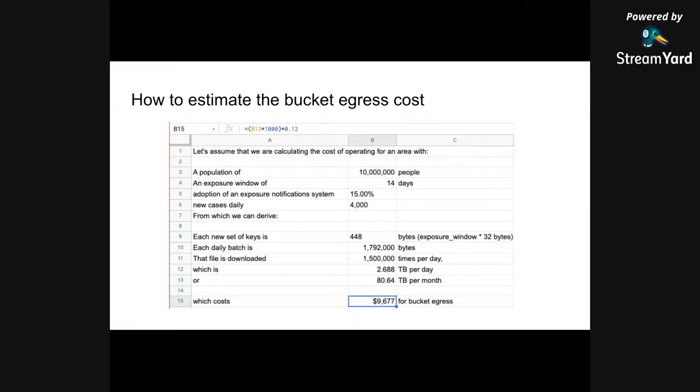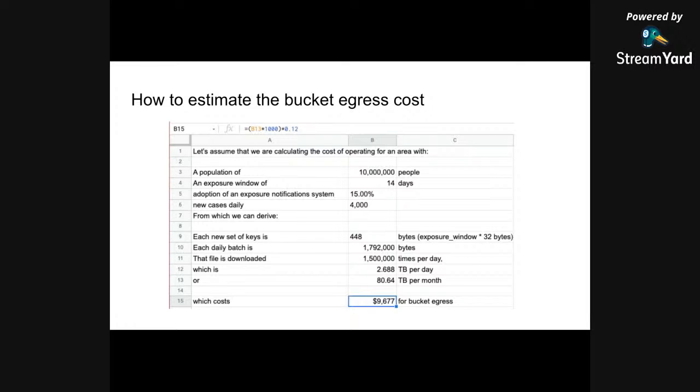And then you can take a look at the actual underlying data types, like the exposure window and how big in size the actual keys are. For example here, 32 bytes, that's how the API is being designed. How big is the daily batch? How many times are we probably going to pull the data from the bucket? And in the end, you can have something like 2.7 terabytes per day, which is like 81 terabytes per month.